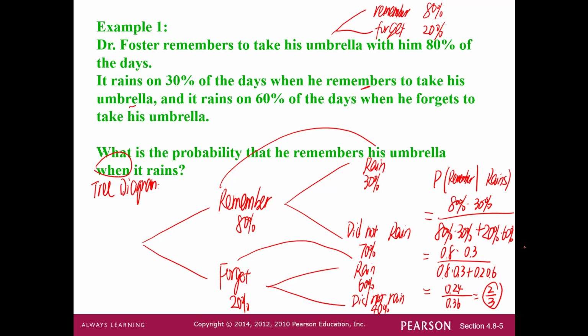But if you want to turn it into a percentage, it will be 66.7%. You can also apply the formula, which means the same thing, and you will get the same result. But we just try to understand this intuitively based on the given information here. So this is basically how we apply Bayes' theorem to solve real world problems.